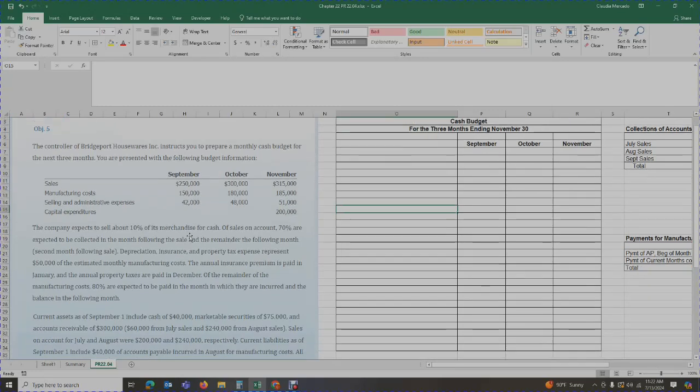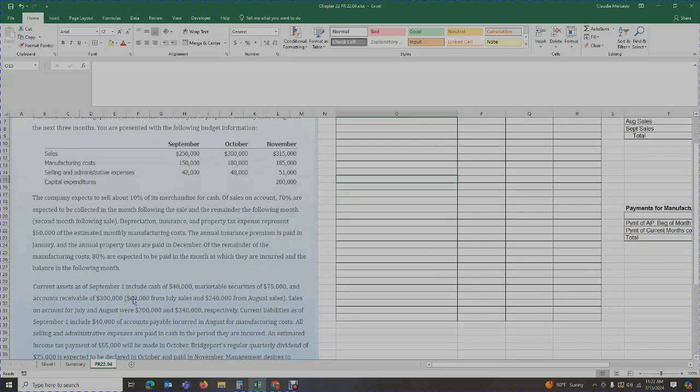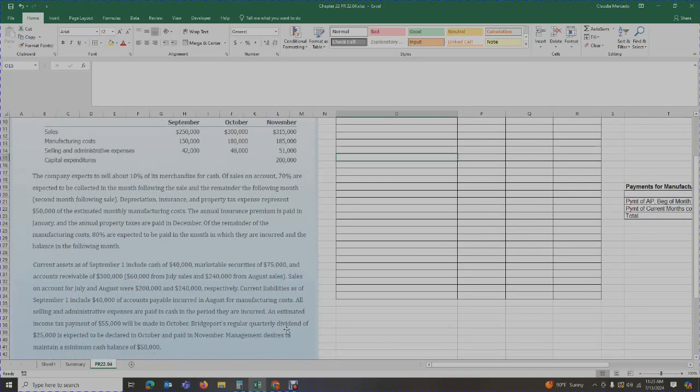Okay. So, current assets as of September 1st include cash of $40,000, marketable securities of $75,000, and accounts receivable of $300,000, $60,000 from July sales, and $240,000 from August sales. Sales on account for July and August were $200,000 and $240,000 respectively. Current liabilities as of September 1st include $40,000 of accounts payable incurred in August for manufacturing cost. All selling and admin expenses are paid in cash in the period they are incurred.